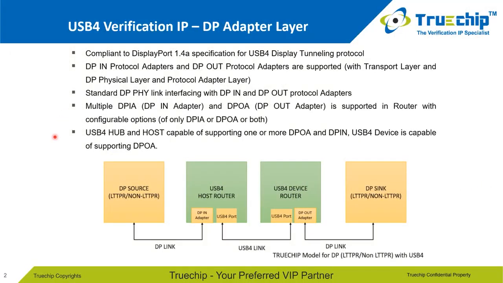Next is the DP adapter layer. There is a DP source and DP sinks, which can be LTTPR and non-LTTPR. These are connected over DP link to the USB4 protocol adapters. There can be multiple DP in adapters and DP out adapters in a host or hub, and there can be multiple DP out adapters in a device. This layer is fully compliant with DisplayPort 1.4a specification.